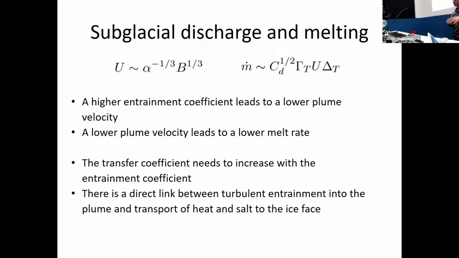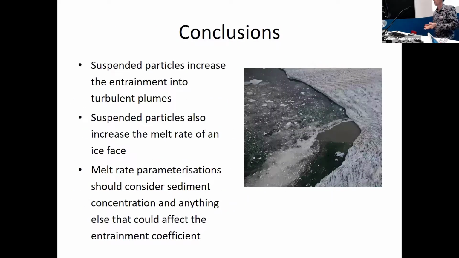So the point really is that this idea of a universal transfer coefficient is never really going to work. We seem to have this direct link between our entrainment coefficient and the transfer coefficient, but there's a whole lot of other things that are going to change the value of that transfer coefficient. And by thinking about it as how efficiently the flow is transporting heat or salt to the ice face, I think that starts to become a better framework and maybe more clear. So I'll leave things there.